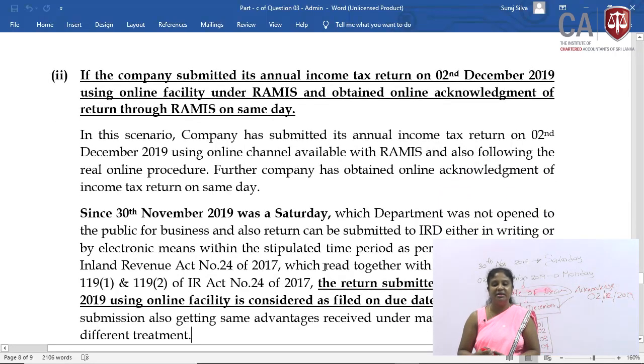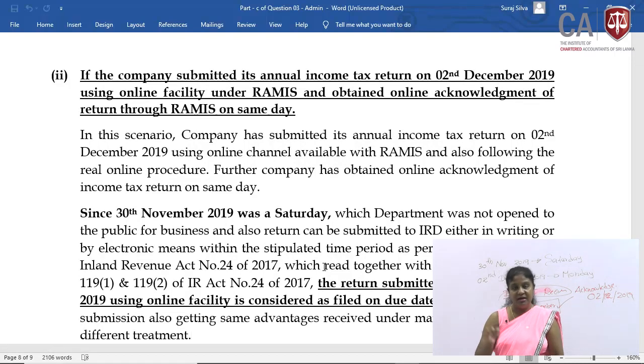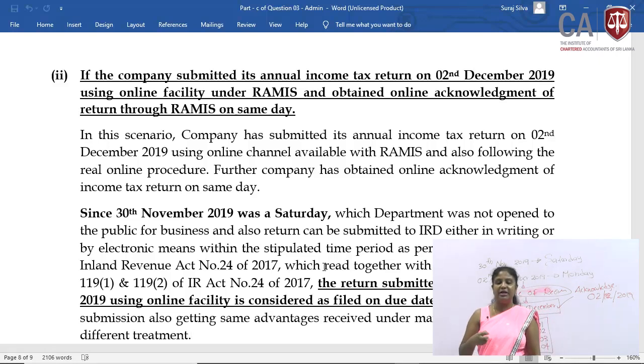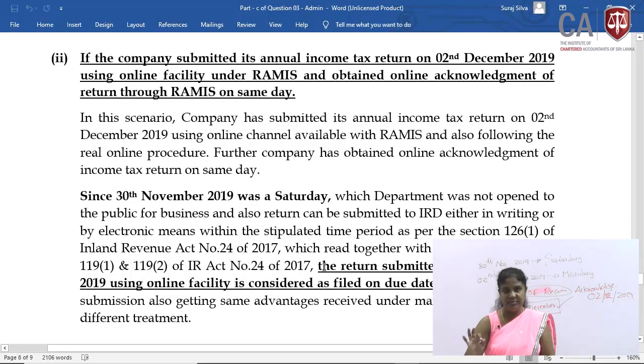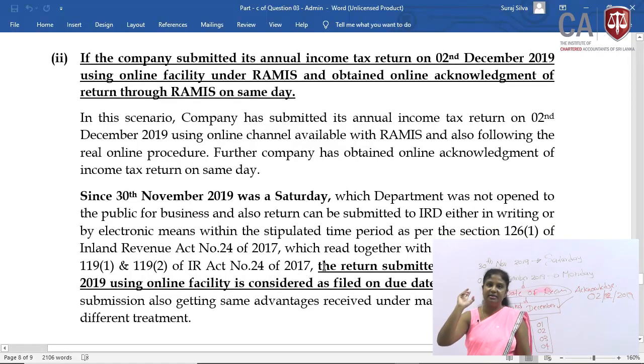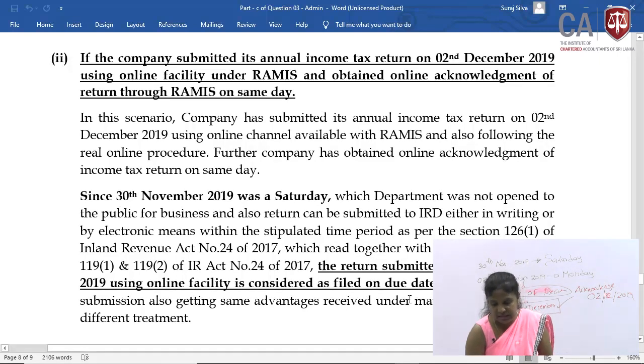If the company submitted its annual income tax return on 2nd December 2019 using the online facility under REMIS and obtained an online acknowledgement of return through REMIS on the same day. It's obvious, it's on the same day. Then see the analysis of the answer. Again the same thing, I have highlighted the theoretical provisions previously. Now it's the application part of the scenario.